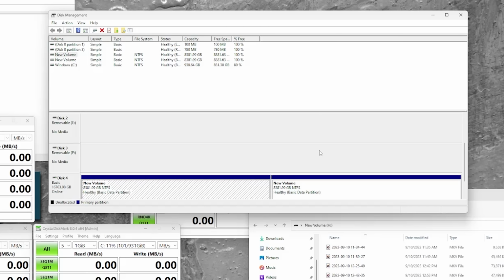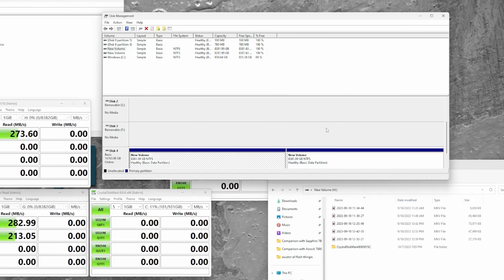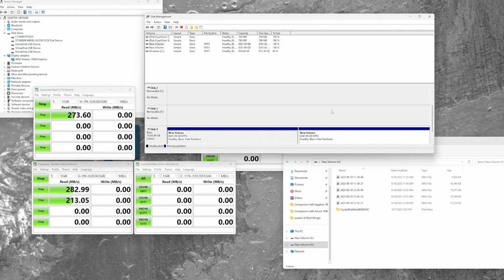Okay, so this shows up as one giant 18 terabyte hard drive, but if you create two partitions, you can access the partitions independently. That's what I'm showing you here on CrystalDiskMark. We're running two CrystalDiskMark routines on one single disk, and yet each one of these routines is able to retrieve 250 megabytes per second from each half of the disk.